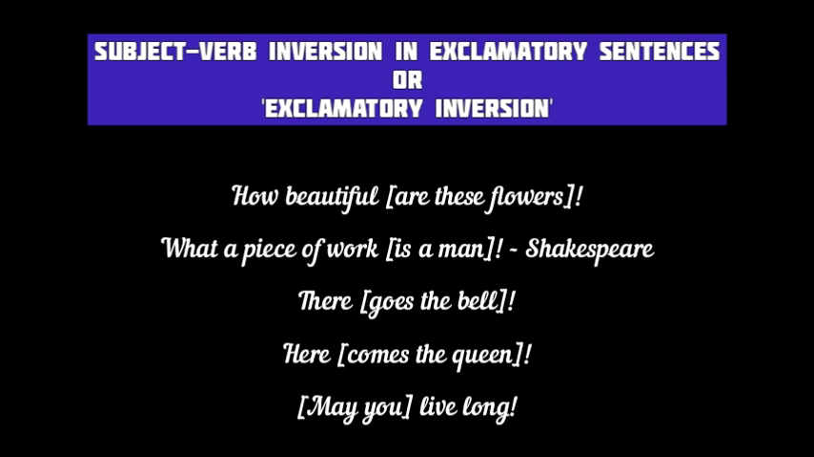And then in the well-known Shakespearean quote, "What a piece of work is a man," the verb is has come before the subject man. In exclamatory sentences beginning with there and here, denoting excitement or wonder, the verb comes before the subject. For example, in the exclamatory sentence, "There goes the bell," the verb goes and the subject, the bell, have been inverted.